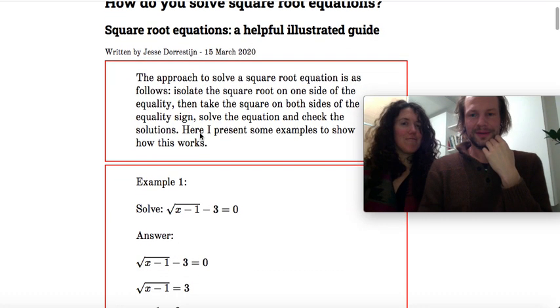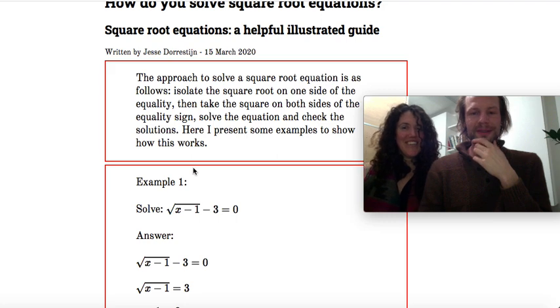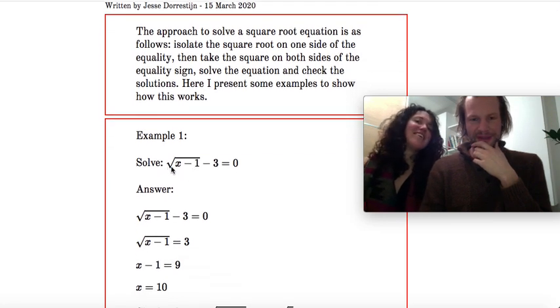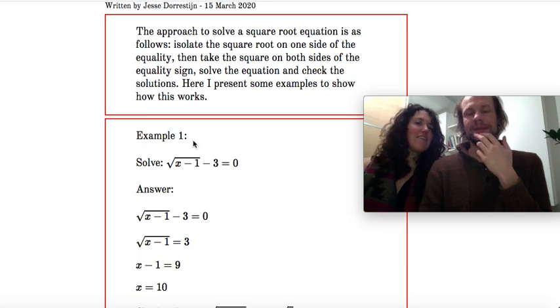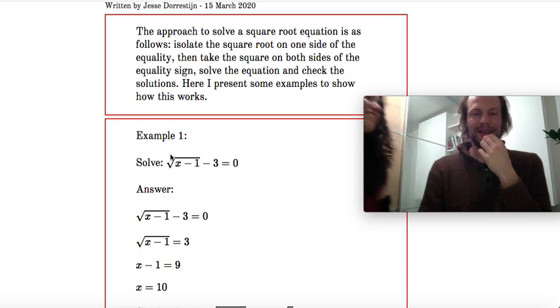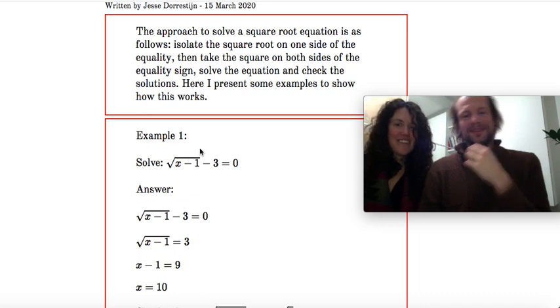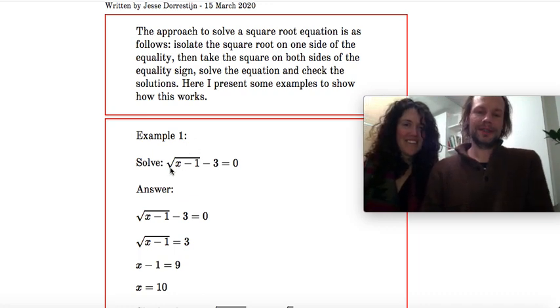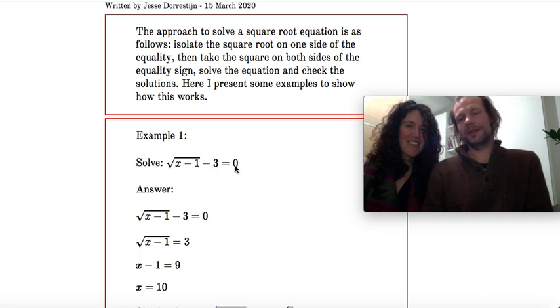What is a square root? A square root is this thing, you see it there. In Dutch we call it wortelteken. Yeah, wortel. So the question is: the square root of x minus 1, minus 3, is 0.